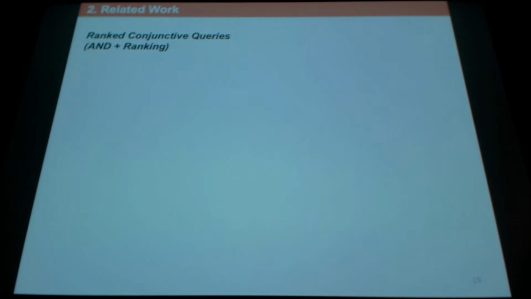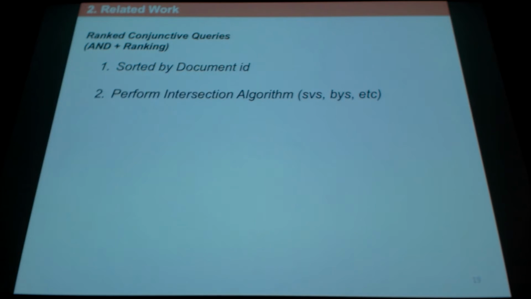So what about the ranked conjunctive queries in this case? They are usually sorted by document IDs, and you just perform an intersection algorithm. There are a bunch of intersection algorithms, right? The most frequent one is that you pick the smallest posting list, and you just do a binary search over the other posting lists, and you keep track of which one was the latest, smallest one of the posting list, and then you move all the cursors to that position.